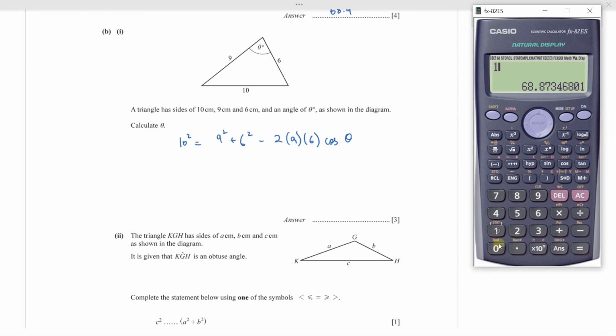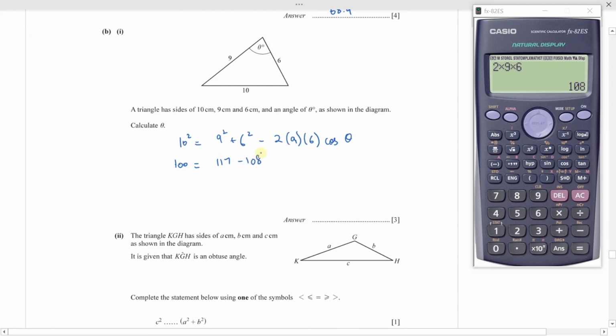So 10 squared will be 100. Let me first calculate these. 100 equals 81 plus 36, the square of 9 is 81 plus 6 squared is 36. So this is 117 minus 2 times 9 times 6, which is 108, so minus 108 cos of theta. If I take this 117 to the other side, I will get minus 17 equals minus 108 cos of theta. So minus and minus will cancel out.